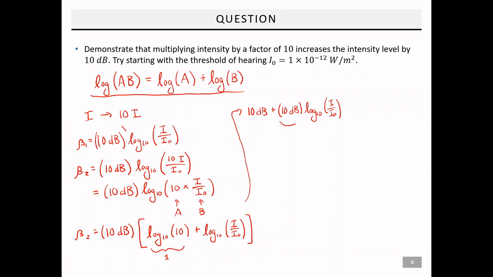Okay, that second term is just beta, or beta 1 in this case. So what I end up with is that beta 2 is equal to 10 decibels plus beta 1. Okay, and that demonstrates what the question is asking. If you multiply the intensity by a factor of 10, then the intensity level increases by plus 10 decibels.